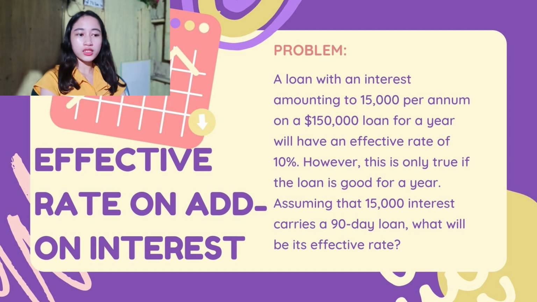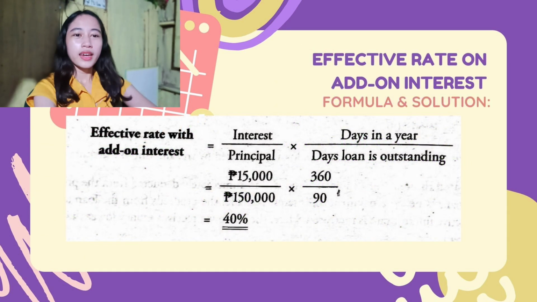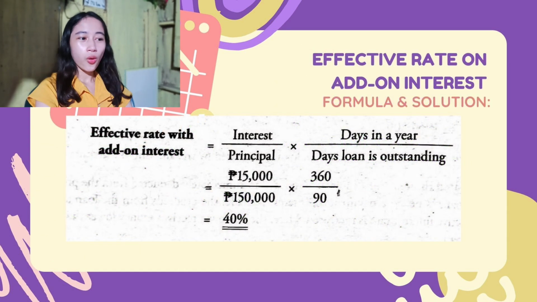A loan with an interest amounting to 15,000 per annum on a $150,000 loan for a year will have an effective rate of 10%. However, this is only true if the loan is good for a year. Assuming that the 15,000 interest carries a 90-day loan, what will be its effective rate? So we will look for the effective rate. In the next slide, there is a formula and a solution on how to get the effective rate with add-on interest.